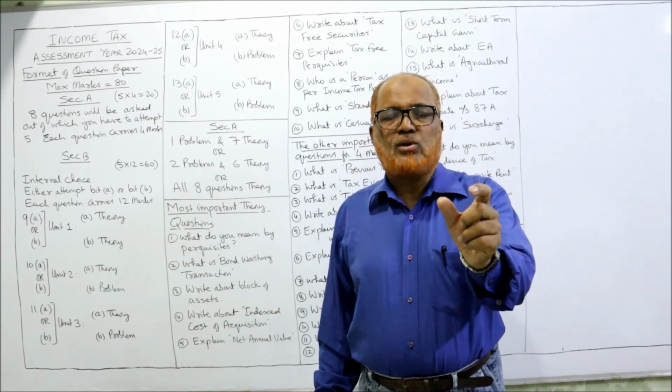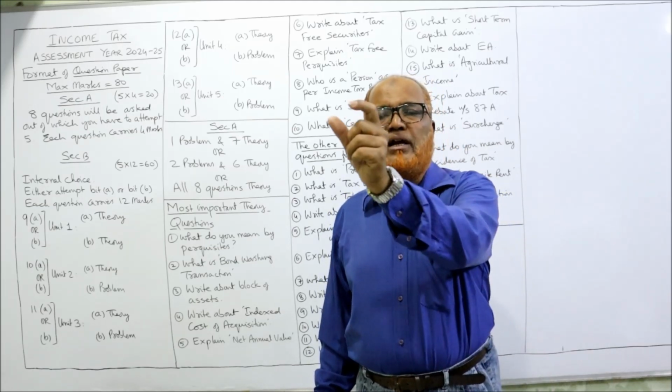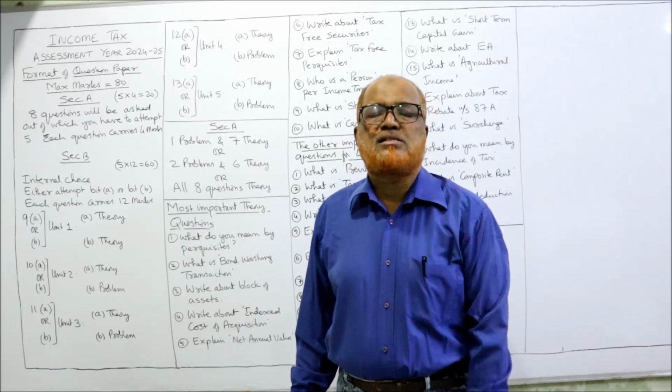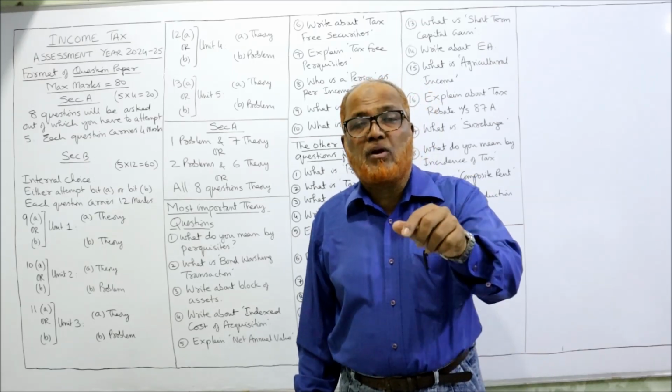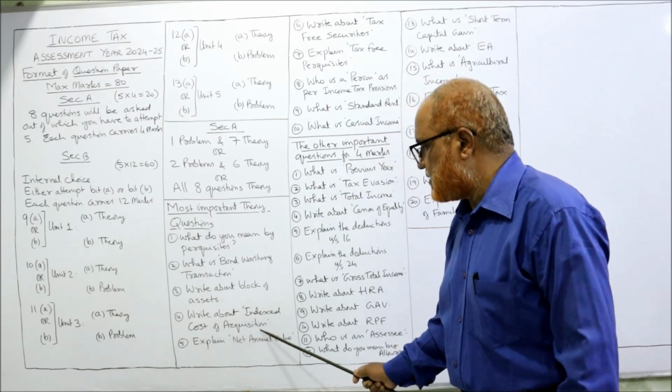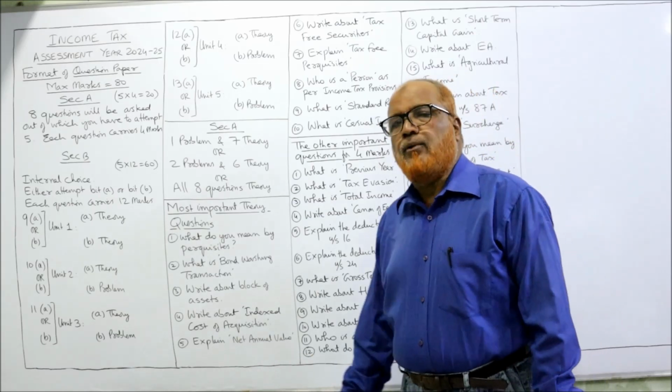So indexed cost of acquisition is equal to purchase price into index number of current year divided by index number of the previous year, index number of the purchase year. That's it. Now what is net annual value?